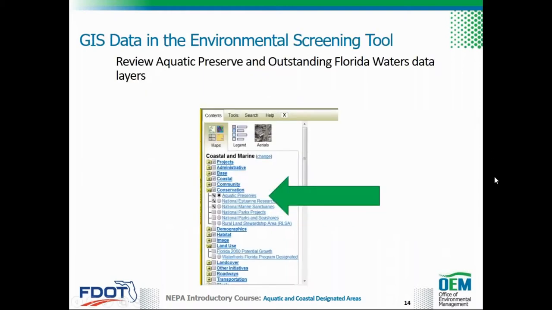The EST also includes Geographic Information System, referred to as GIS, data and maps that can be used to identify the proximity of the project to any aquatic preserves or OFWs. For projects that do not qualify for EST screening, the Area of Interest tool in the EST can be utilized to review aquatic preserve and outstanding Florida waters GIS data layers.